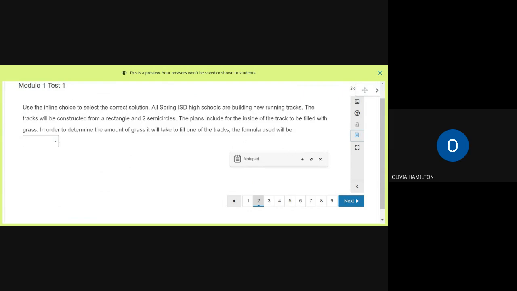All right. Instead of using the notepad, I will be using the whiteboard so you can see me process this out. So first of all, what are we looking for? We're looking for the formula. So we're not having to solve anything. We are simply selecting the formula.